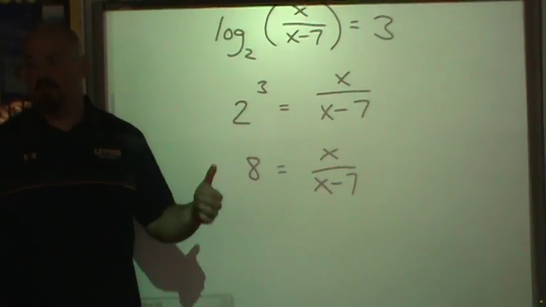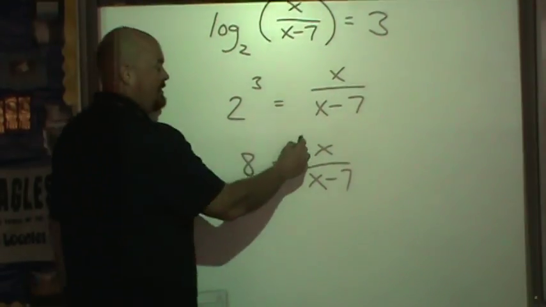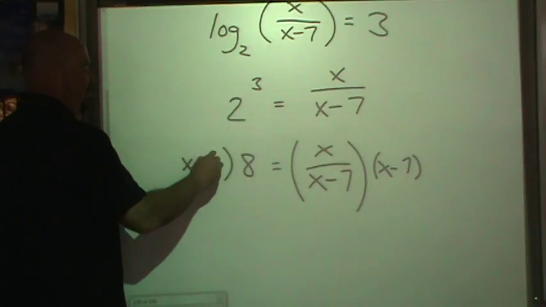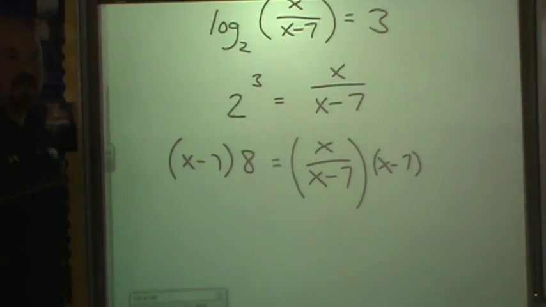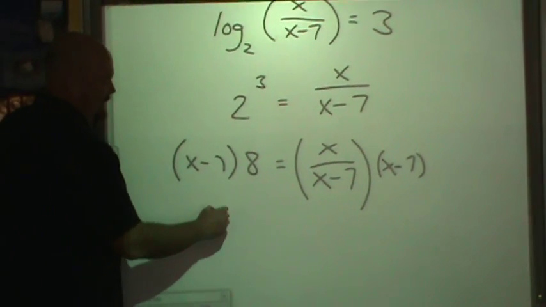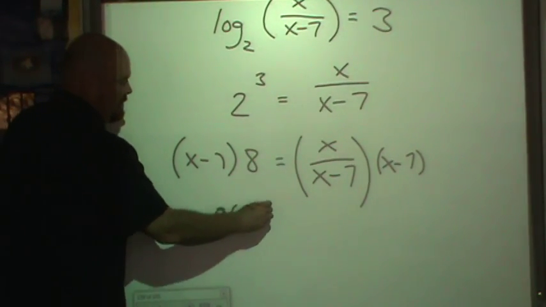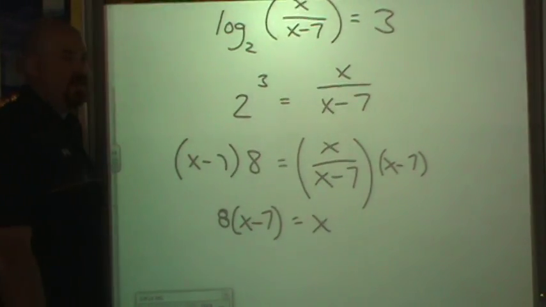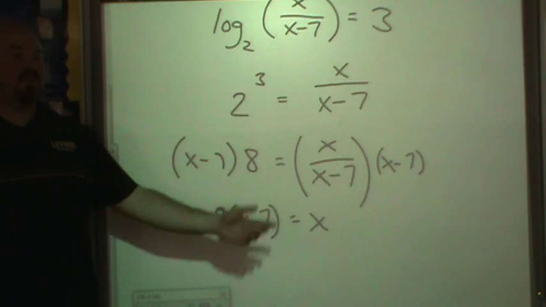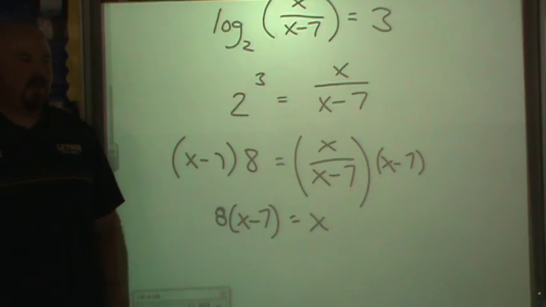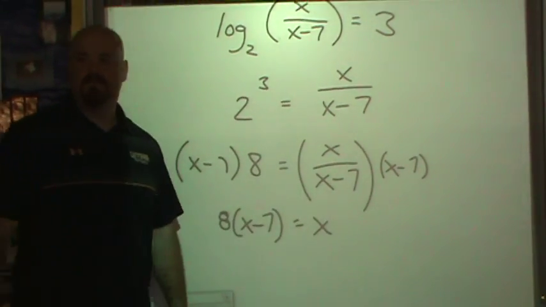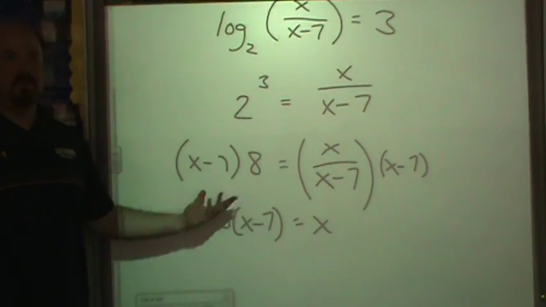Now there's no more fraction. That works. So you can take this and multiply by x minus 7. You'd have to multiply this side by x minus 7. The x minus 7's cancel. So I have 8 times x minus 7 equals x. Should we just go with that? We can just go with that. Yeah. I was going to set up the proportion. I was going to call that 8 over 1, and then I was going to cross multiply. That's what I was going to do, but same result.